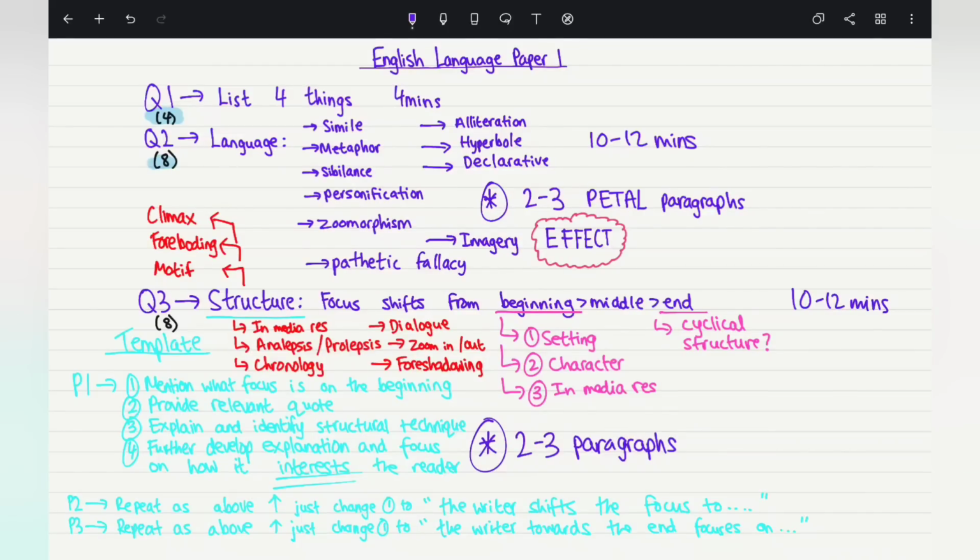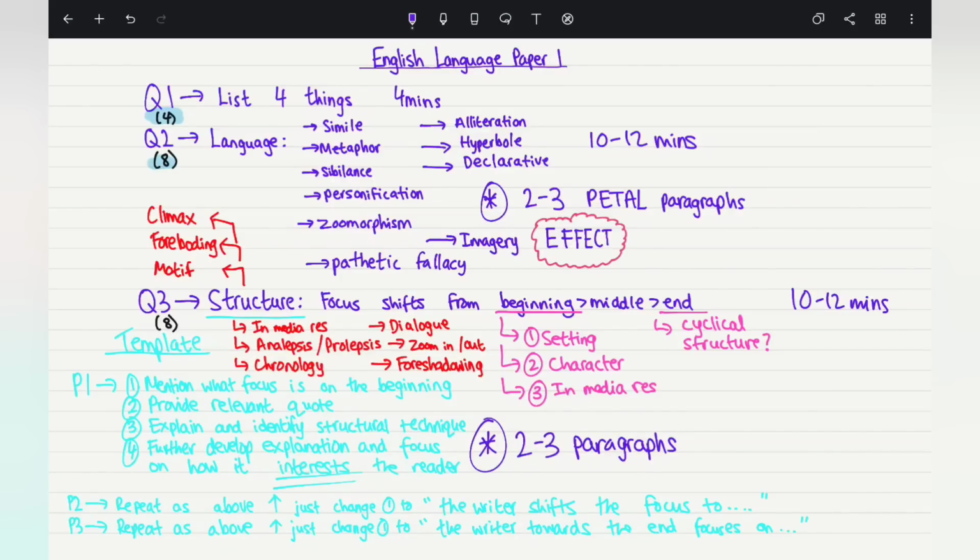So they will tell you to refer to specific lines. And on Monday, you'll realize the paragraph that they give you is packed with language features. So if I was you, what I would encourage you to do is to practice writing petal paragraphs based on these features and memorize the way you answer the question. And the only thing that you're going to change in the exam is the quotes.